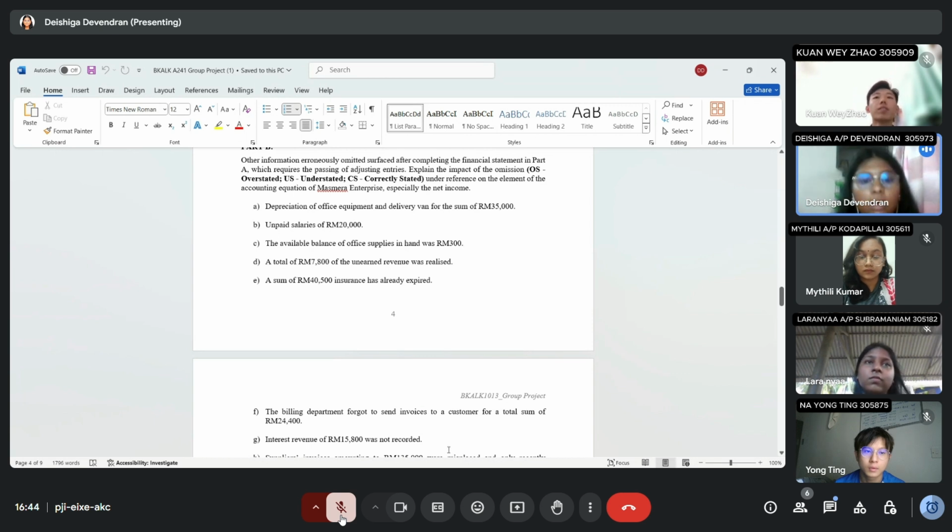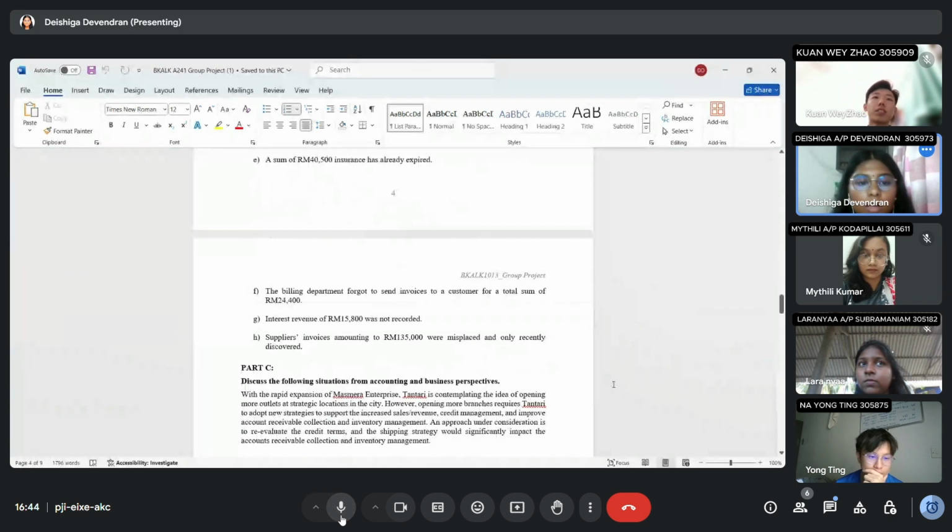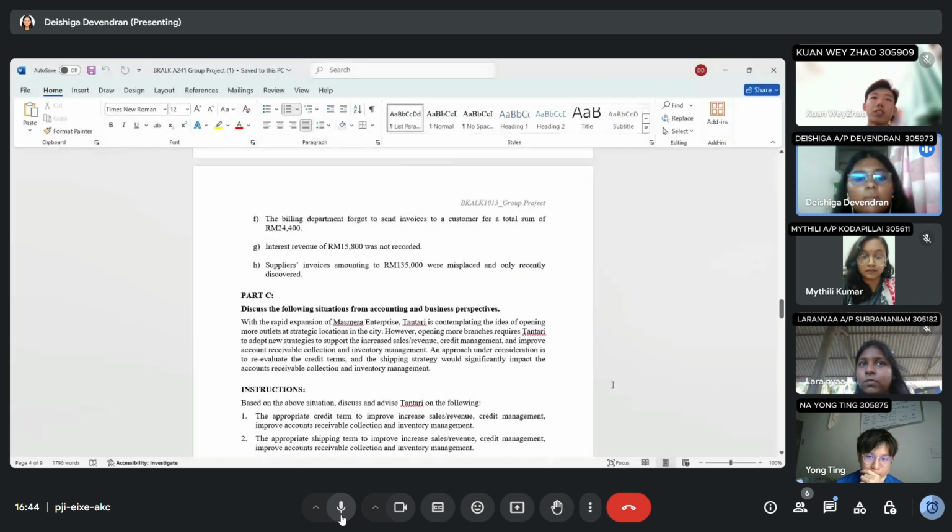For question F, it is unsent invoices to a customer for the amount of 24,400. The assets are understated because invoices represent accounts receivable which should be recorded as an asset. Without them, the assets are understated. For the liability, it is correctly stated because no liabilities are affected by unsent invoices. Then for income, it is understated because sales revenue wasn't recorded for these invoices, so income is understated.